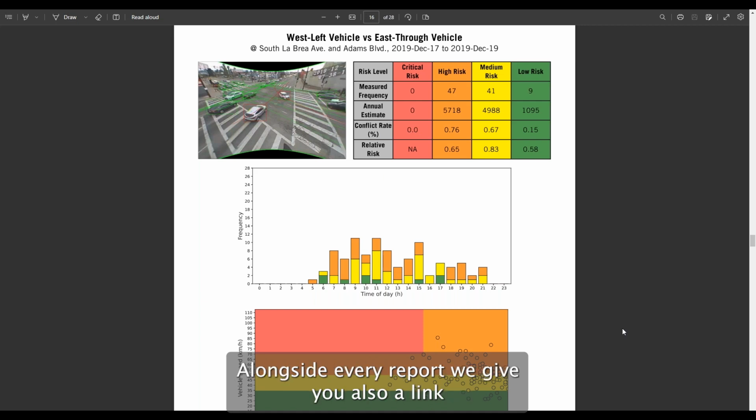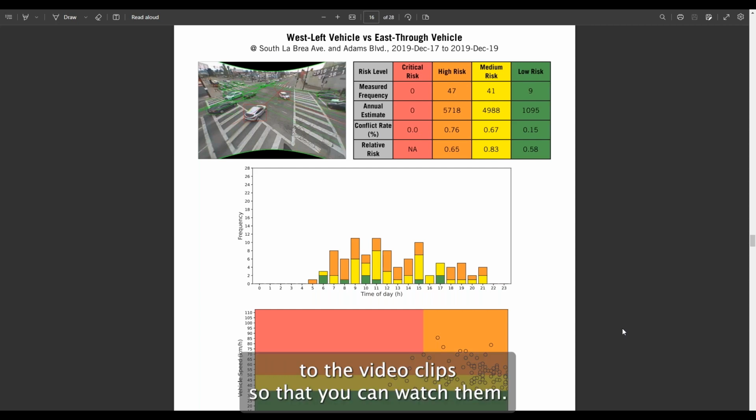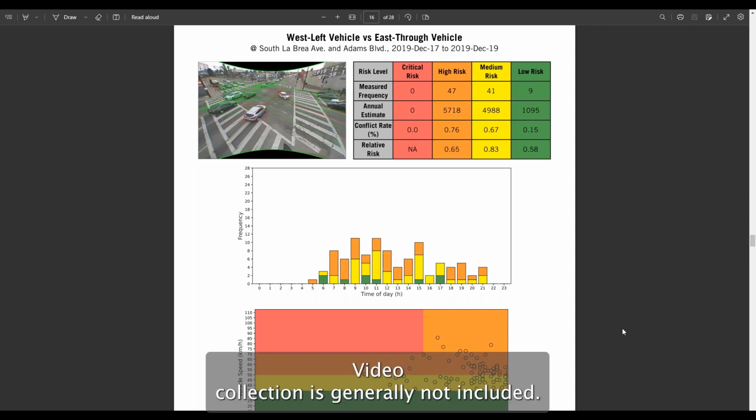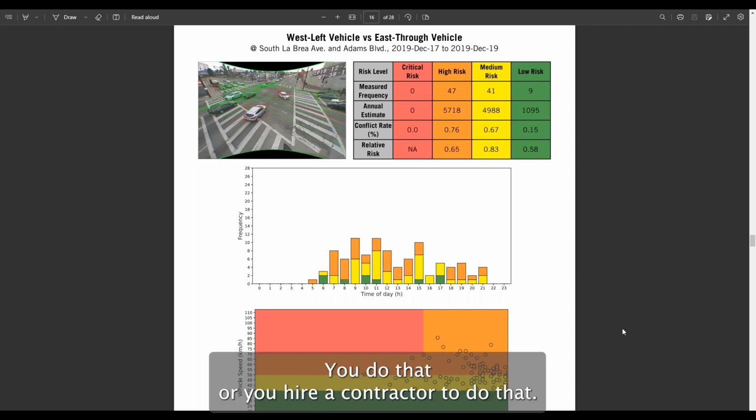Alongside every report, we also give you a link to the video clips so that you can watch them. So that's what's in scope, that's what's included. Video collection is generally not included. You do that, or you hire a contractor to do that.